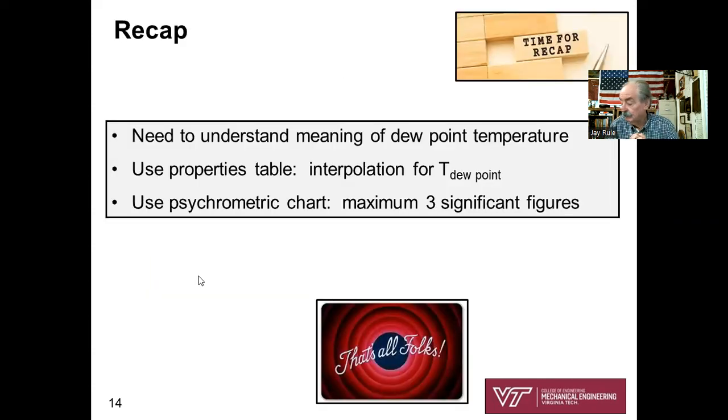And so that's it. We've spent 12 minutes reviewing the definition of dew point temperature, gone through a couple of ways to determine the dew point temperature for a real world example. So in recap, you need to understand the meaning of dew point temperature. What does it mean? What's the physical meaning? Now you know how to use the properties table by way of interpolation in the temperature table to get the dew point. And then if you use a psychrometric chart, about the best you're going to get is 3 significant figures. But both of these are perfectly valid ways to determine the dew point temperature of atmospheric mixtures.